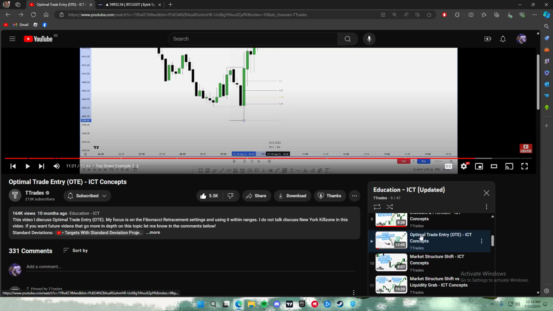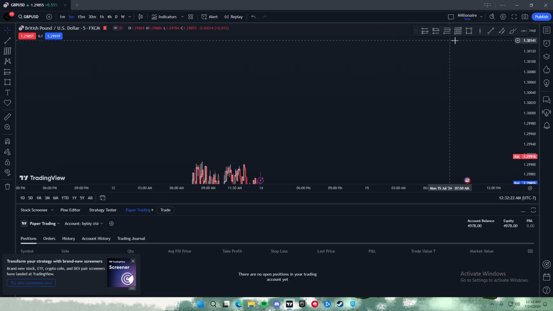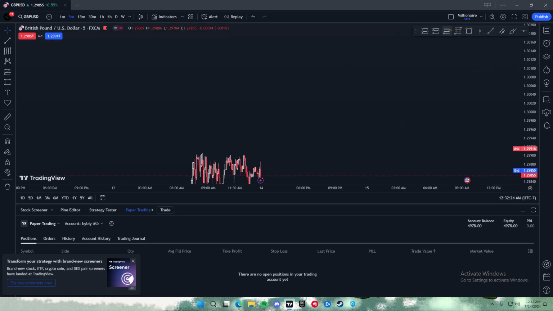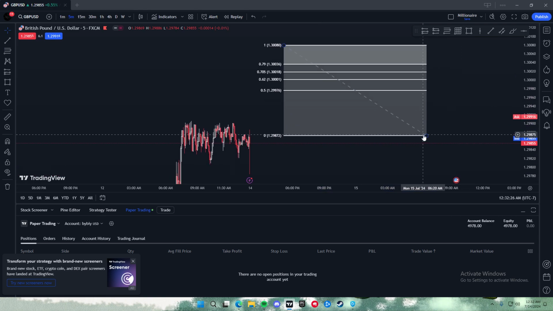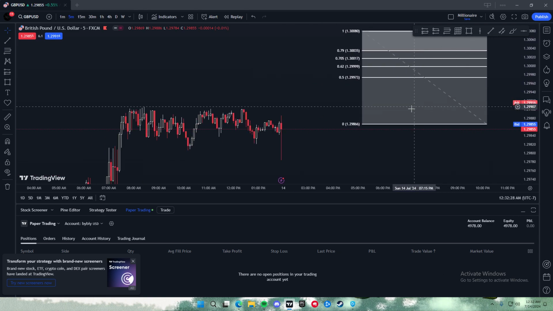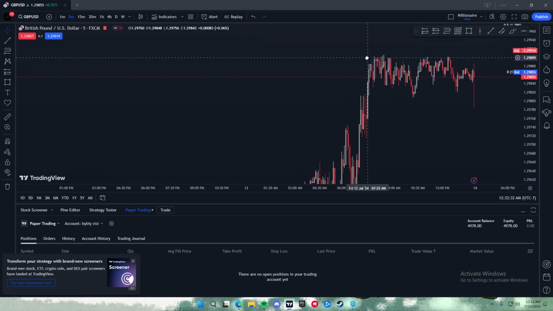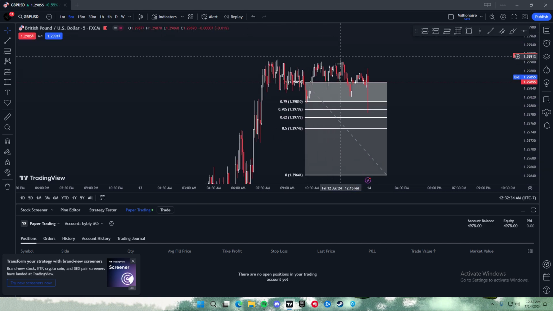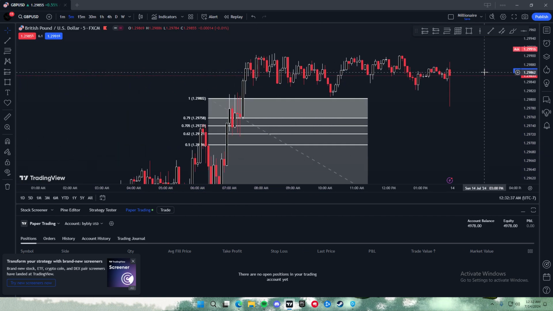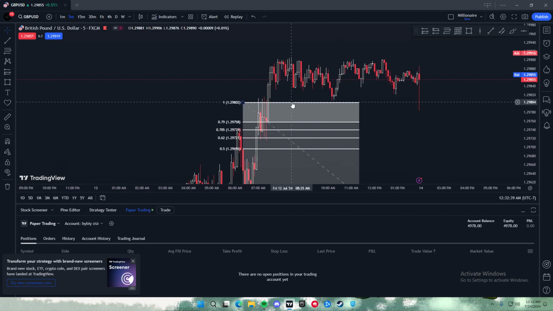And then the second video I watched, which is optimal trade entry, you use the Gann, no, not the Gann box, you use the Fibonacci. So they're basically entry points that you can use. As you can see, it's used pretty similarly to the Gann box or the equilibrium.